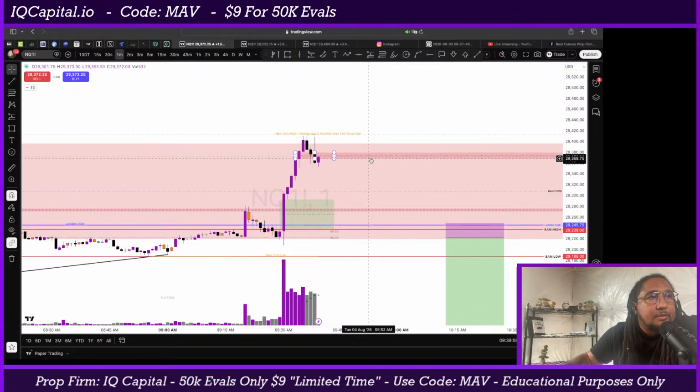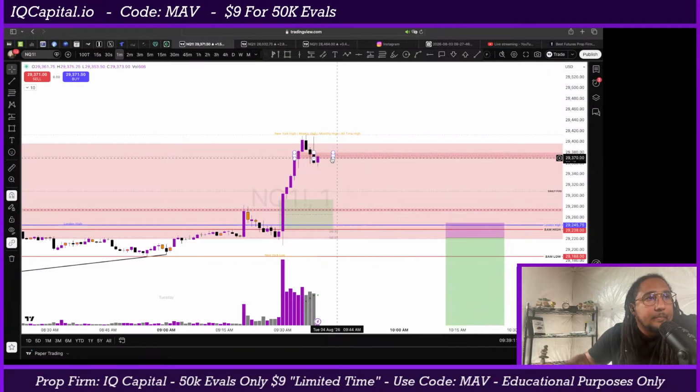So we did inverse this 1 minute. We have a nice rejection here. It's telling us sellers are stepping in. A lot of people taking profit at this area.